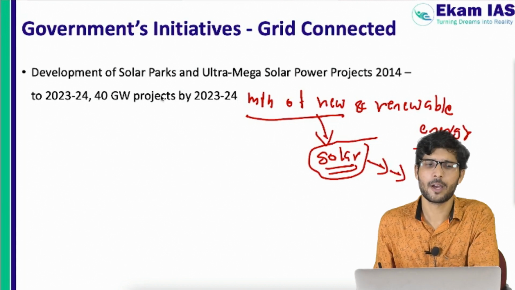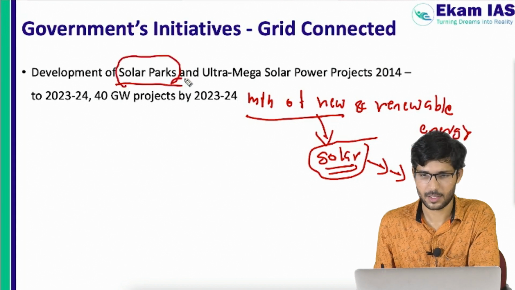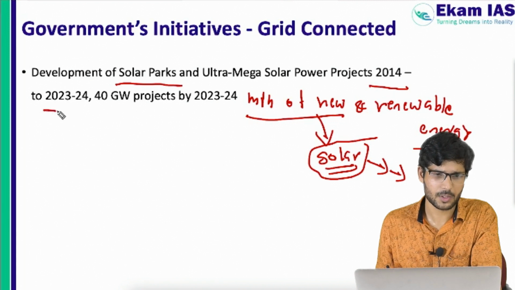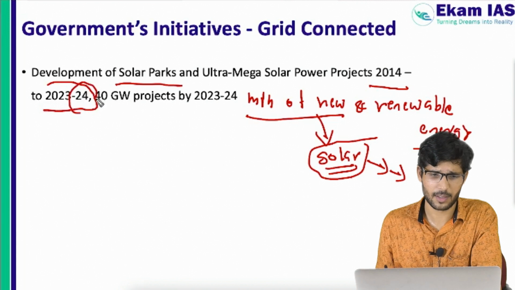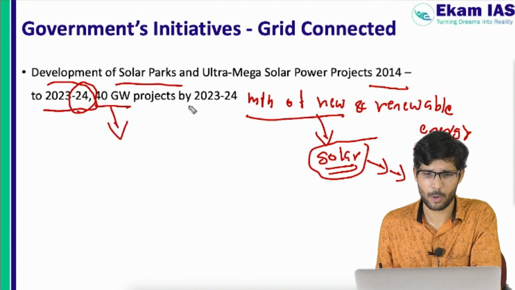The first scheme that we are going to discuss is the solar park scheme, that is, development of solar parks and ultra mega solar power projects. It was launched in 2014 and will continue till 2024. The government's target is 40 gigawatt power projects.